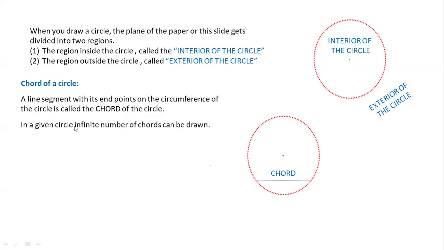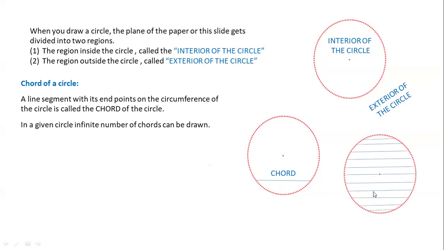In a given circle, an infinite number of chords can be drawn. Now let us see how it is. So this is a circle. See the number of chords we can draw. We can draw an infinite number of chords. If you closely pack these chords, you will have an infinite number.